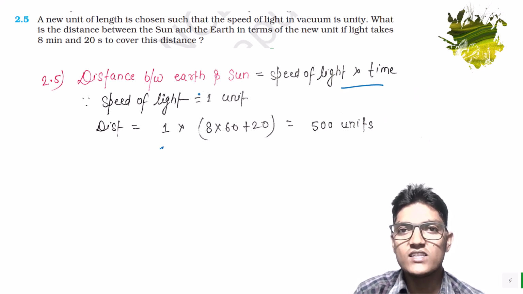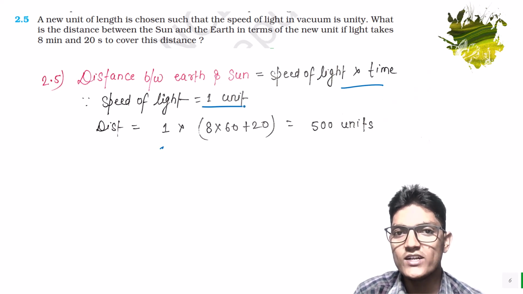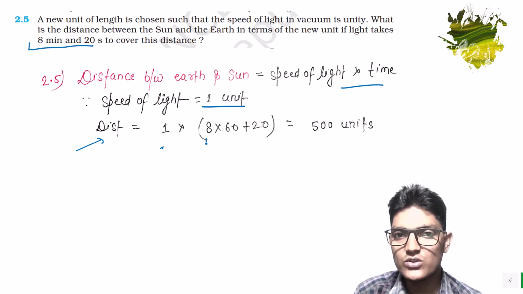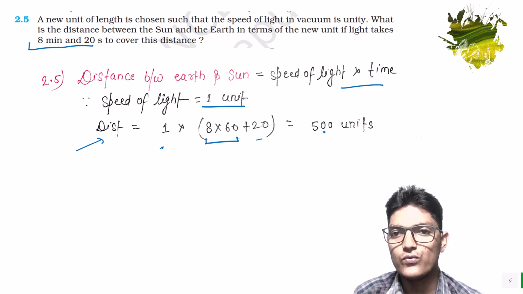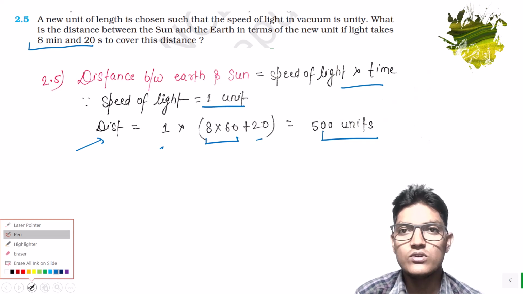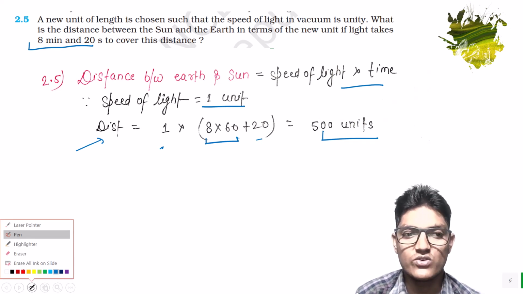So speed of light कितना दिया हुआ है? 1 unit according to question. So distance क्या हो जाएगा? 1 into ये जो हमारा टाइम है इसे हम लोग सेकेंड्स में कन्वर्ट कर लेंगे. So 8 into 60 plus 20 is equal to 500 units. That is our answer in the new terms, in the new unit actually.